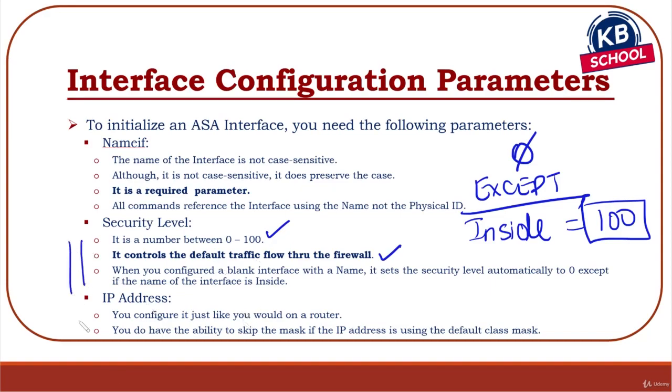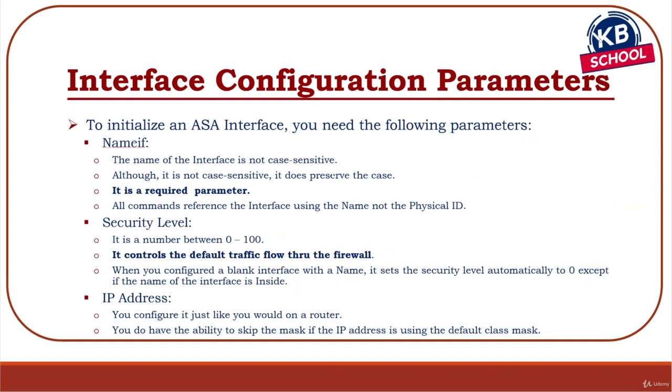of your ASA firewall to secure your traffic, which is coming from an untrusted interface towards a trusted interface, whether it's allowed or not. When you configure an interface with a name, it sets a security level to 0, except for when you use the word inside. So the only one that it sets to 100 is the word inside, and it doesn't matter what case: inside, outside, uppercase, lowercase, or mixed case, doesn't matter.